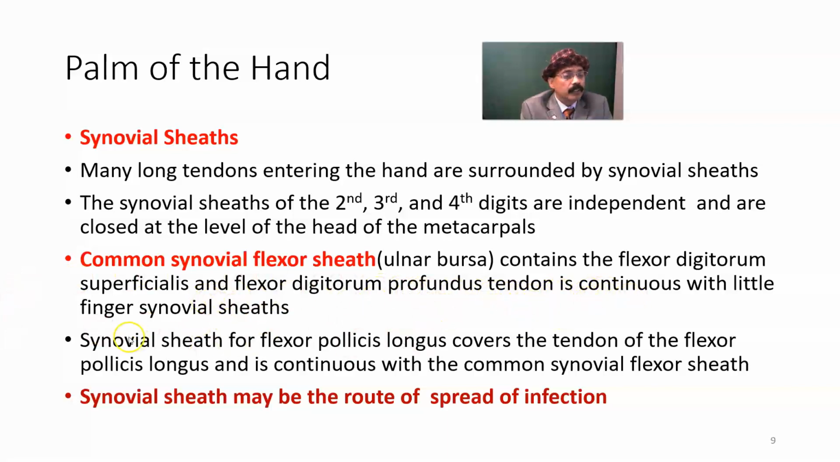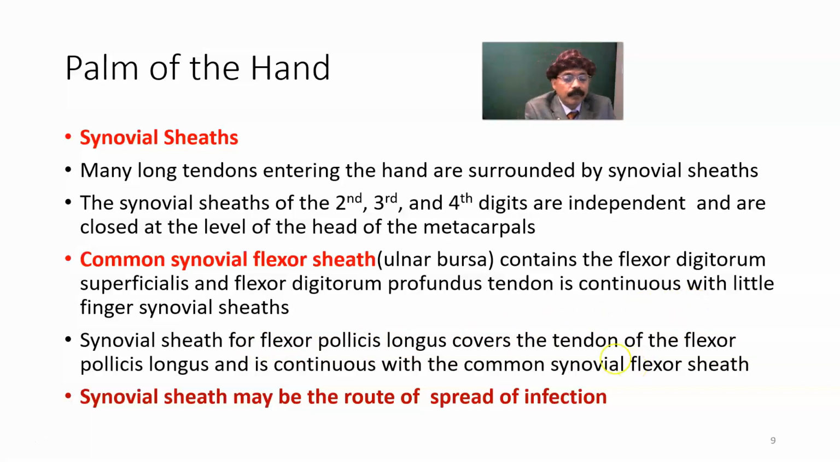It continues with the little finger synovial sheath. Little finger means the fifth finger. So we have the common synovial sheath, and it is continuous with that of the little finger.